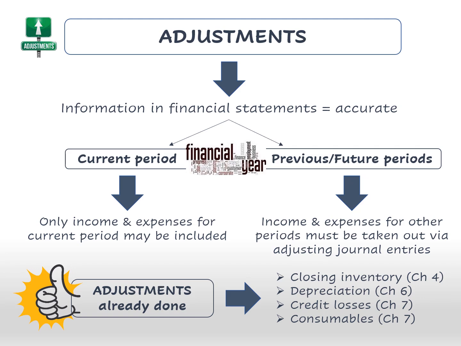And consumables, that is where you perhaps keep inventory of consumables. So if there are consumables on hand at the end of the year, or even stationery on hand at the end of the year, which is also a consumable, then you would need to debit consumables or stationery on hand and credit the expense. And that is also an adjustment journal entry.